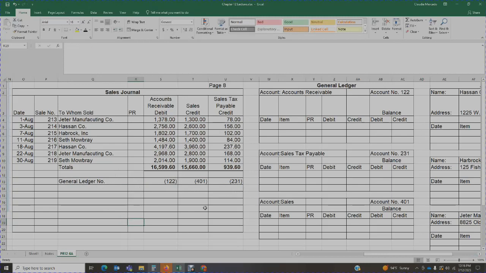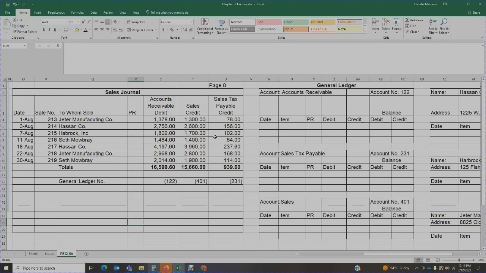So now I am ready to do my journal entry. If we would have been doing this the normal way, we would have had 1, 2, 3, 4, 5, 6, 7 transactions with 3 different entries to each. So we would have had 21 different entries. 7 times 3 would give me 21 individual entries that would have been done.